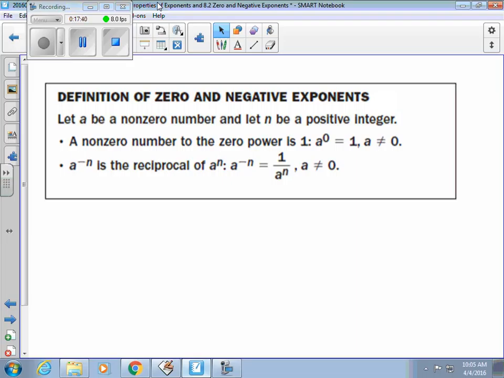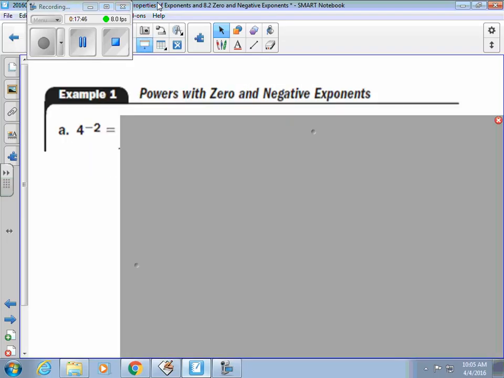If a is raised to the negative number, then it's the reciprocal. So again, ride the elevator. If it's at the top of the fraction, go down. If it's at the bottom, go up. Simple as that. Here's example number 1.